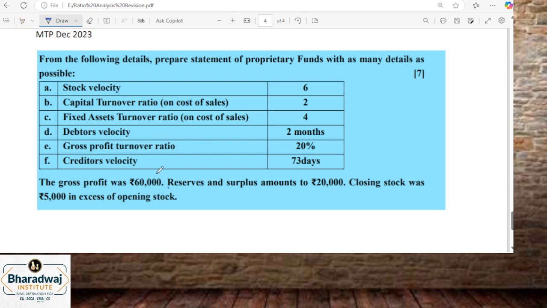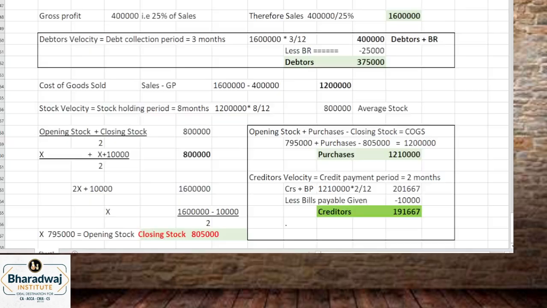There is no other way. GP is given. Based on that, what ratio is given? Gross profit ratio is given. Using that, you can find out sales. Sales minus gross profit will give us cost of goods sold. Using that, what can we find out? Stock velocity. Cost of goods sold divided by average stock, we can work out the stock. Then, putting in opening stock and closing stock, we find purchases and work out creditors. Based on sales we can work out debtors. Based on cost of sales we can find out capital, fixed assets, everything. Shall we start?